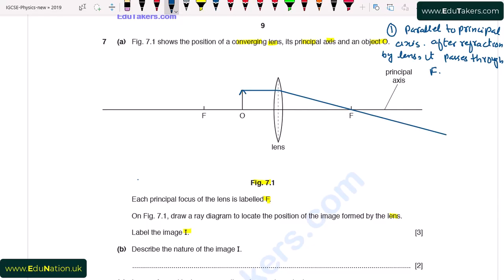The second ray passes through the center of the lens and travels undeviated; it goes straight. I write here: passes through center of lens without deviation. Now I am going to draw this ray.